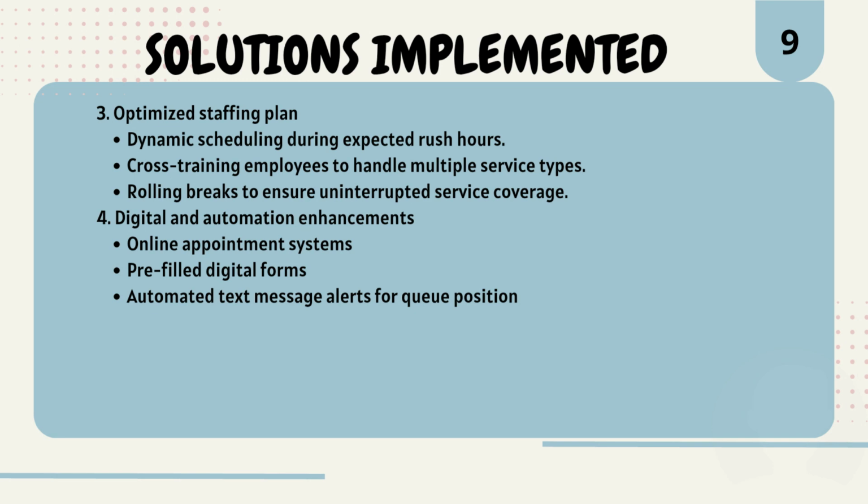With the help of modern technology, the engineers also implemented digital and automation enhancements. Digital tools like online appointments, electronic forms, and text alerts were introduced in order to reduce physical waiting lines. These use online appointment systems, pre-filled digital forms, and automated text messages to alert customers of their queue position.